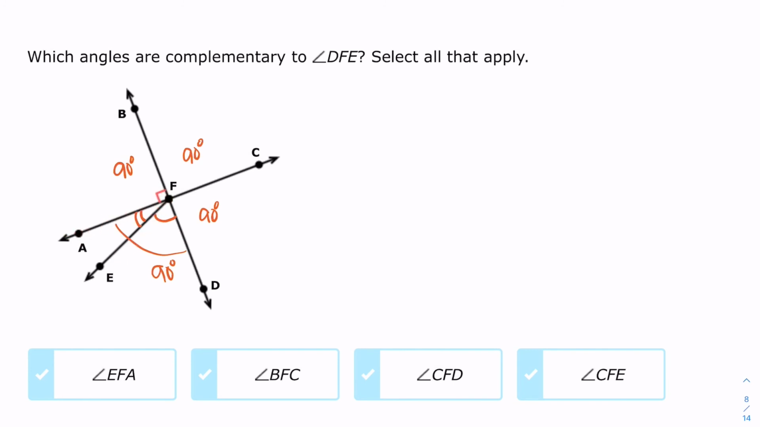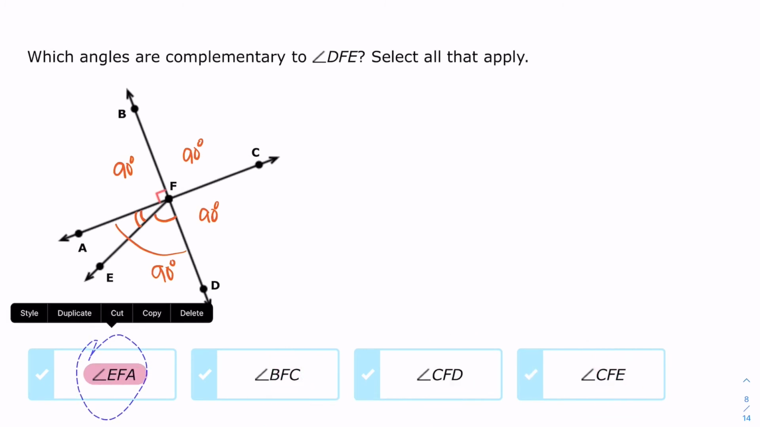Let's look at which one is AFE. That one's not it. That one's not it. That one's not it. Oh, AFE. There we go. So EFA or AFE, those are the ones that work. Those options. They put just one of them, which is EFA.